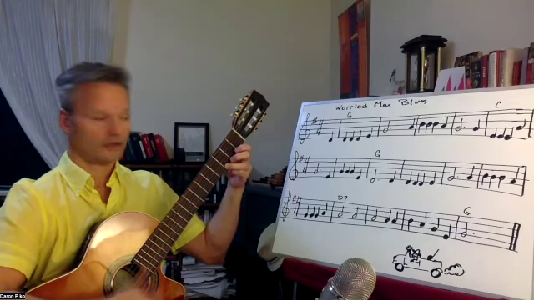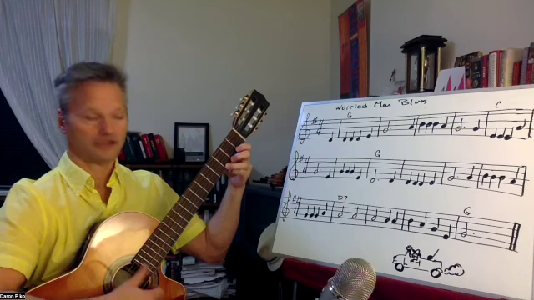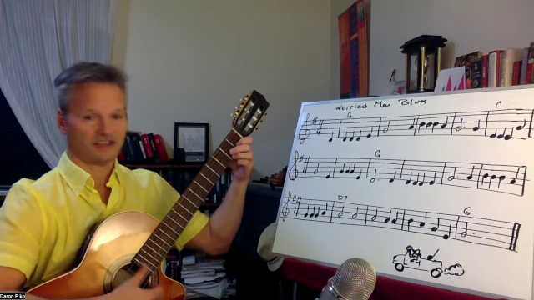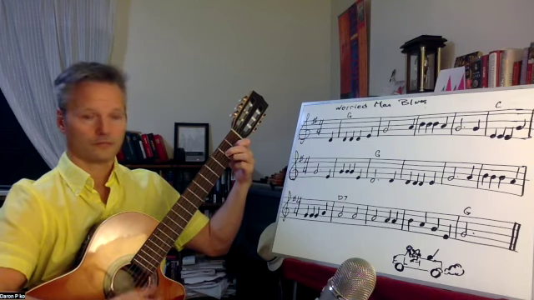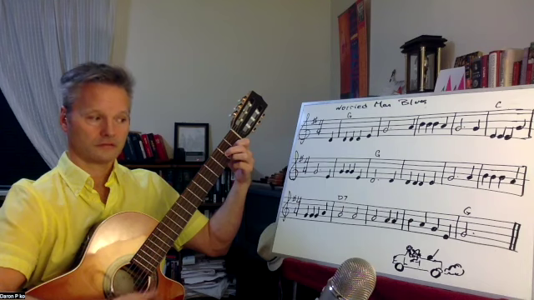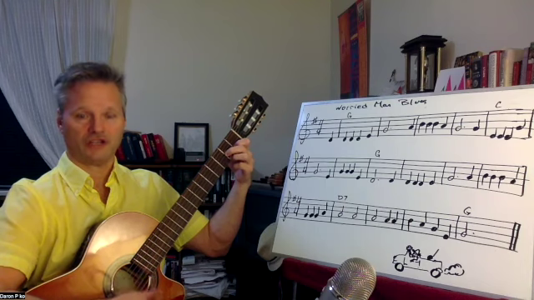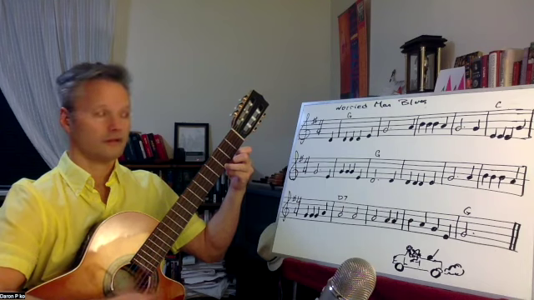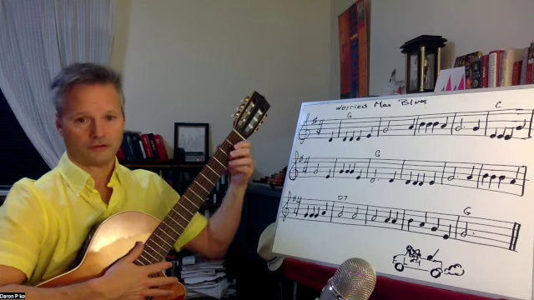Last bar of the second line. Last G on the next line. D7s. Ending with a G. And you could start over.